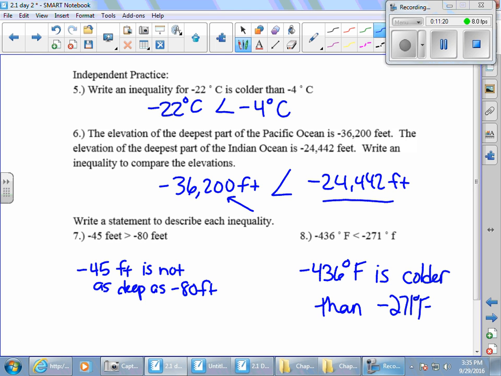Number 7, instead of saying higher up, this time I said not as deep as. So negative 45 feet is not as deep as negative 80 feet. And then for the last one, negative 436 degrees Fahrenheit is colder than negative 271 degrees Fahrenheit. So there's some examples for you.